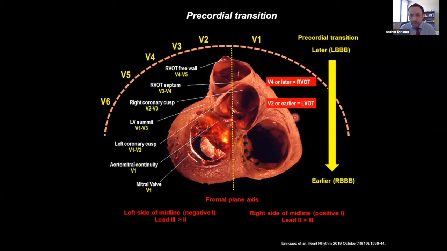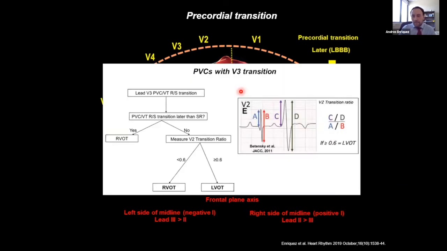And things are more difficult when transition is at V3, because the origin may be here in the septal RVOT, but also in the right cusp. So different algorithms have been proposed to differentiate RVOT versus LVOT origin in these cases. And this is the one I like. I usually use this one from UPenn, which compares the transition during PVC and sinus rhythm.